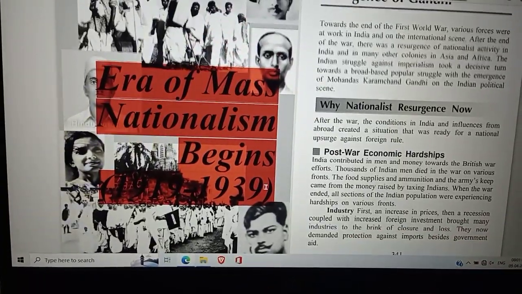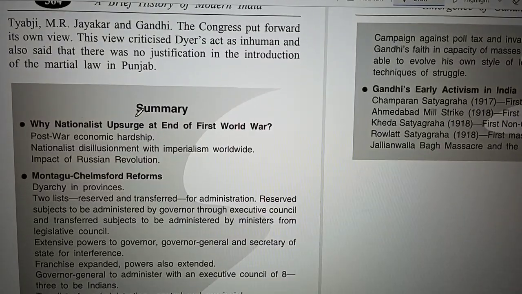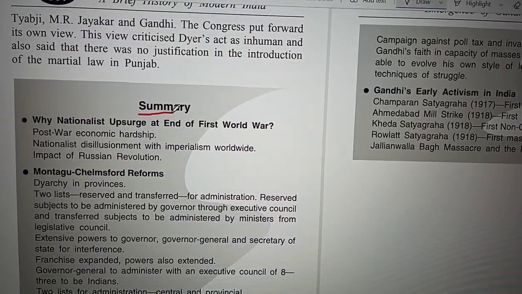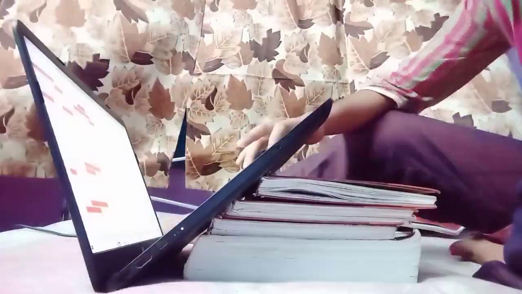So now I am starting the era of mass nationalism begins, and can you tell me which chapter it is? So first we read the summary, after that we read the main chapter. So enough of talking, let's study.